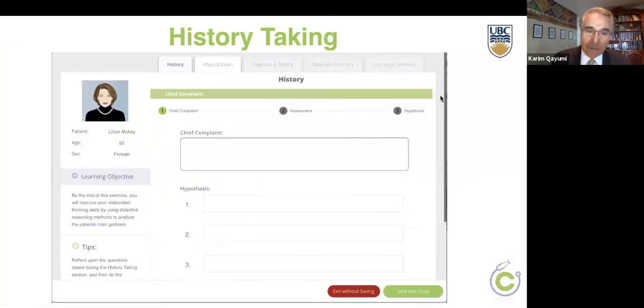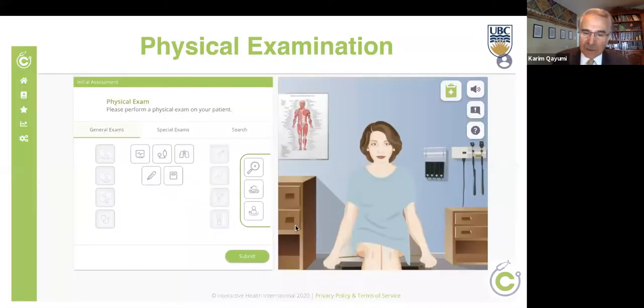When you click there, you would have the chart of this patient. And this is now, for example, the history section. In the history section, you can type in here what the chief complaint is. Then you listen to all the others and make at least 3 hypotheses on what it possibly can be. Here are some very little tips on how to do this page. Then once you click, you go to the physical examination section.